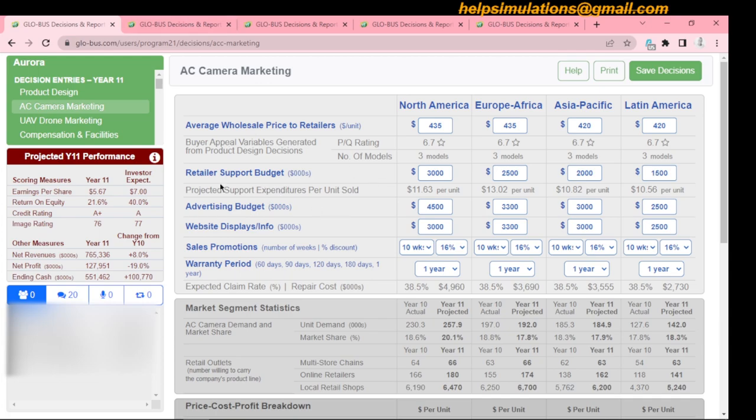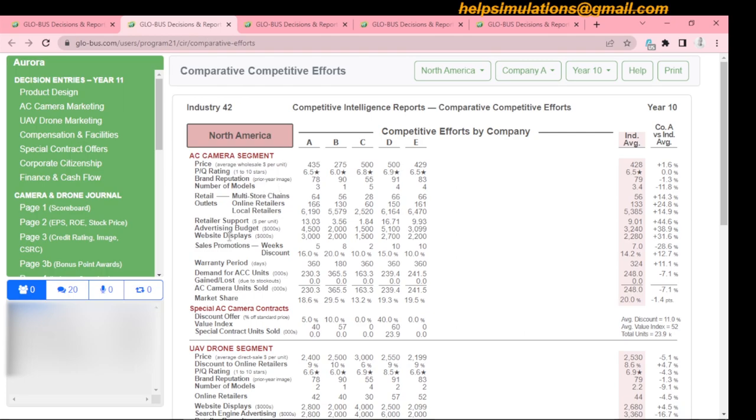So for the retailer support budget, we also have to evaluate the CCE report. So retailer support, we are standing at about 13.03 in North America. Compared to the industry average, we are almost 44% higher. So in Europe, Africa, I think it's the same. We are spending so much on retailer support. So I don't think I'll change that because the same happens in Asia Pacific.